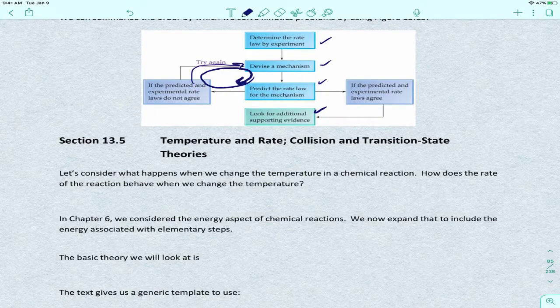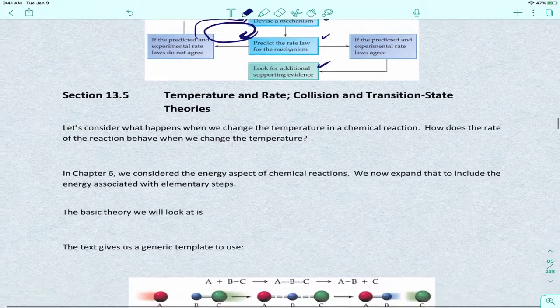Okay, so let's take a look at another type of chemical reaction. Let's consider what happens when we increase the temperature of a chemical reaction. How does the rate of the reaction behave when we change the temperature? Well, back in Gen Chem 1, we talked about the energy aspects of chemical reactions, and now we're going to expand that to include the energy associated with elementary steps.